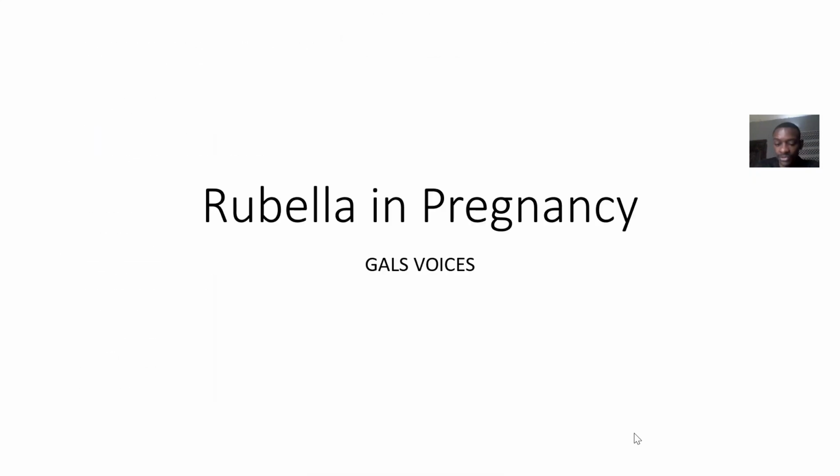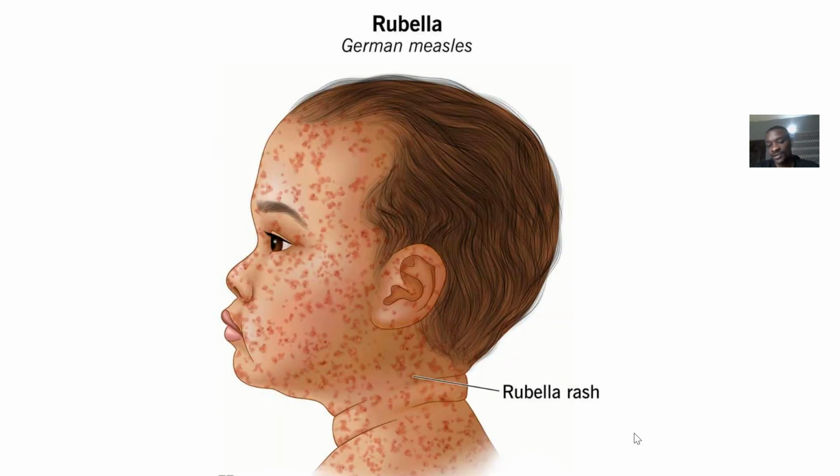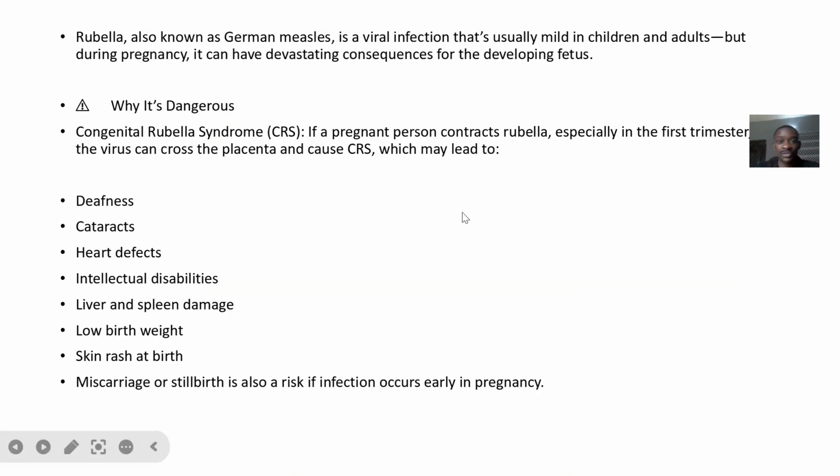So still trying to look at different infections and how they could affect the mother, how they could affect the baby in pregnancy. The next one we should be looking at is rubella infections. Okay, so you can see rubella rashes. So for this one, it's also known as what? German measles. It's also known as German measles. Okay, so this one is also known as German measles.